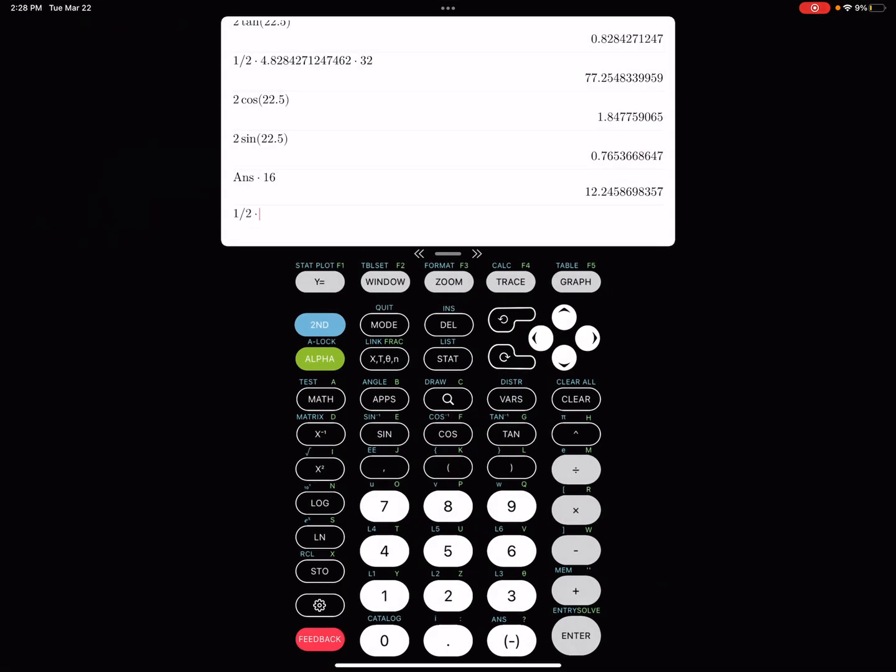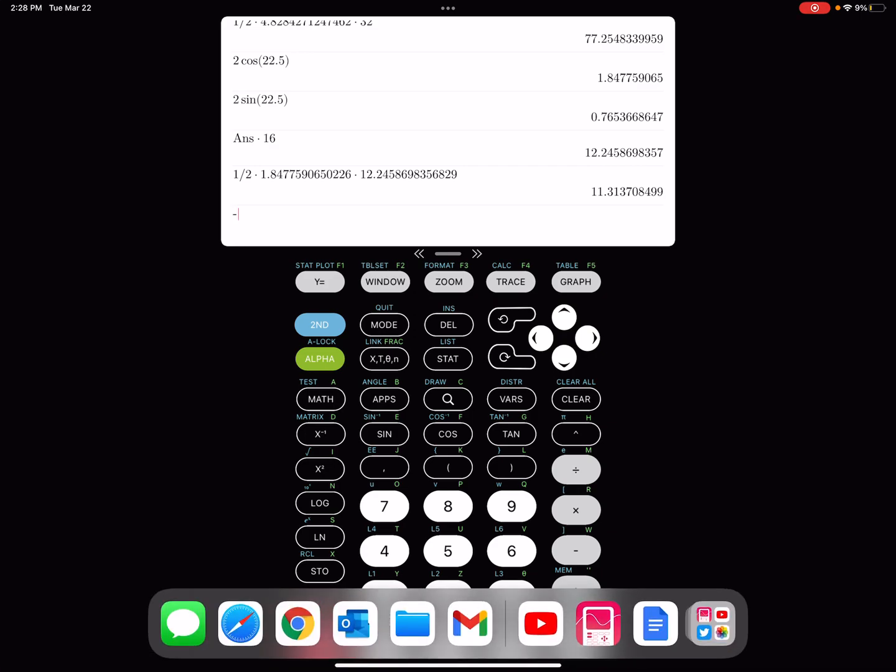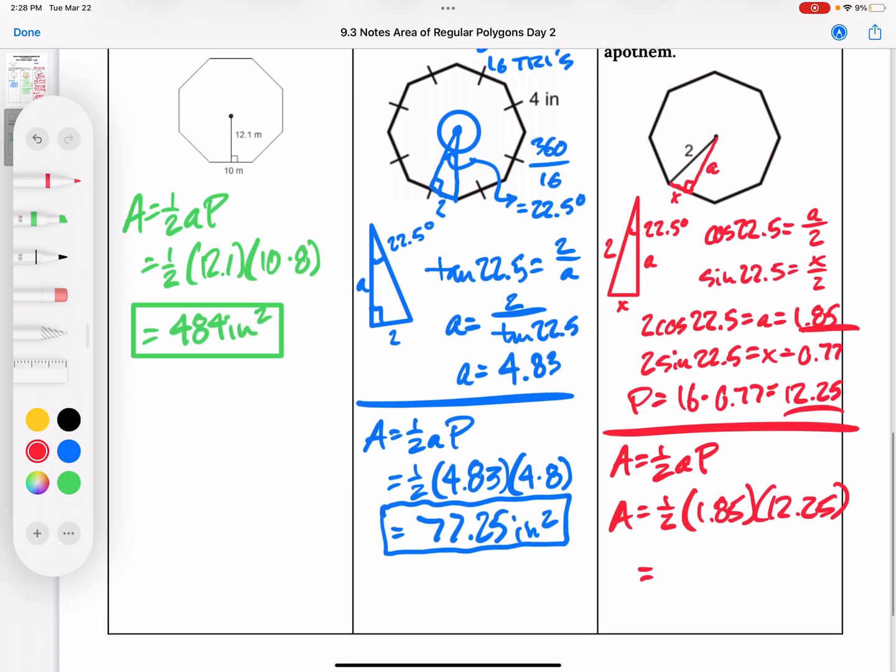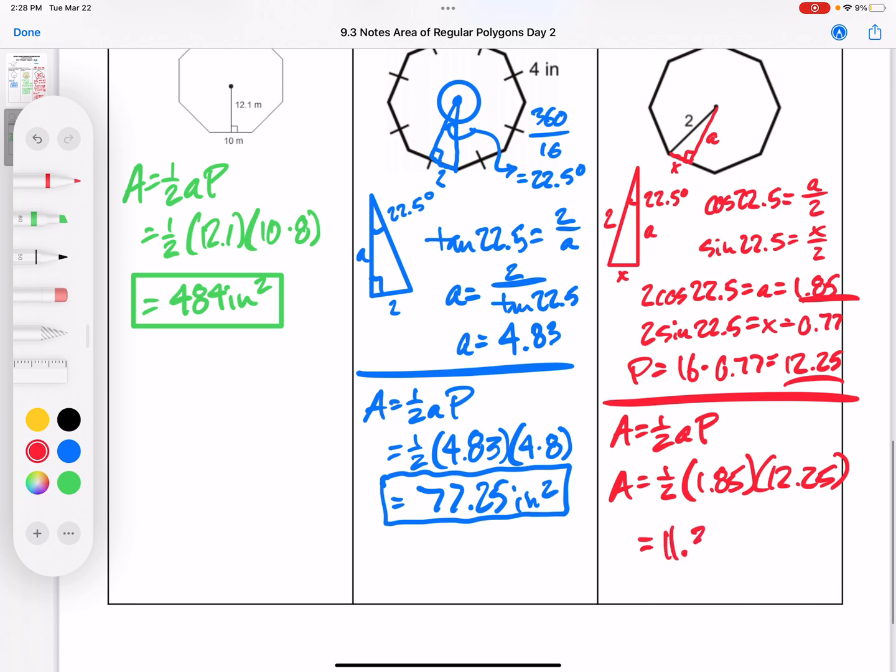So that's going to give me 1/2 times that number times my perimeter, which was this number. 11.31 is the area of this guy. And no units. So there we go.